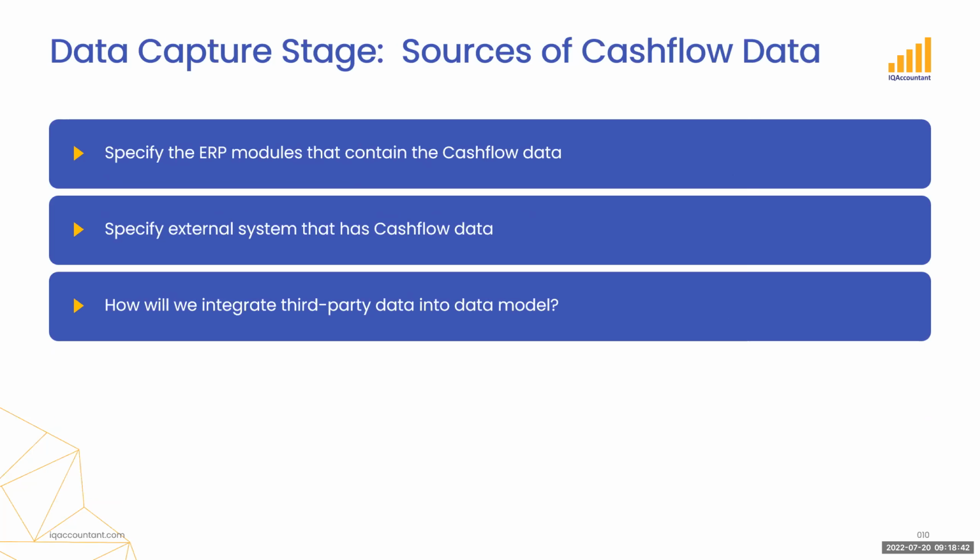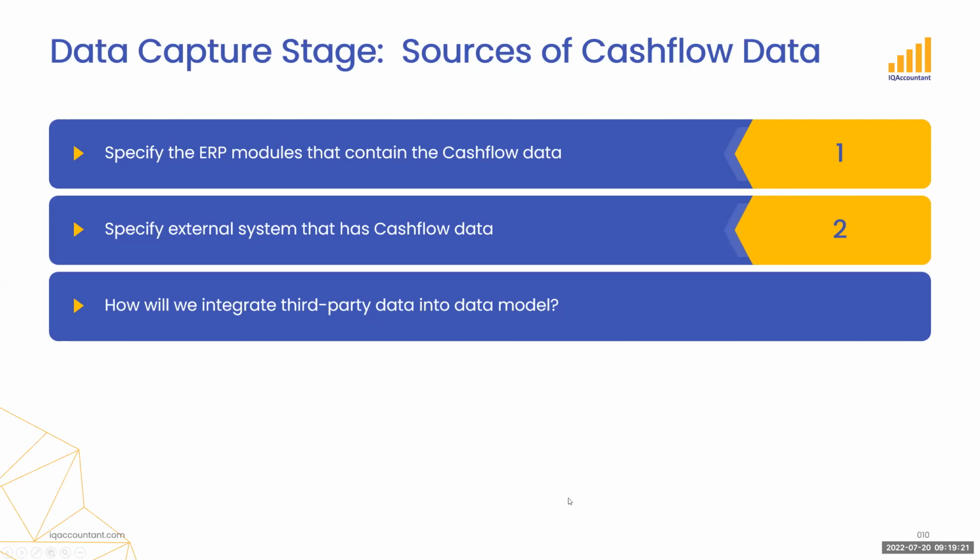Okay, data capture stages. What are the sources of cash flow data? So here we specify the ERP module that contained cash flow data. This is important because now we're getting into more of the details of how this data model is going to be produced from our ERP system, right? So we can identify accounts receivable, accounts payable, billing, customer contracts. All those modules will play a key role in producing this cash flow data model.